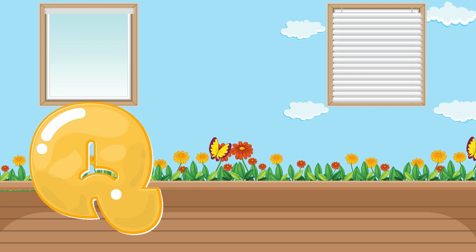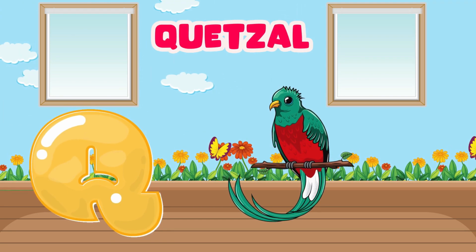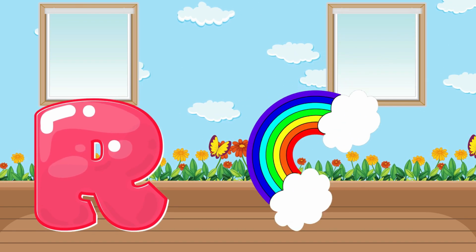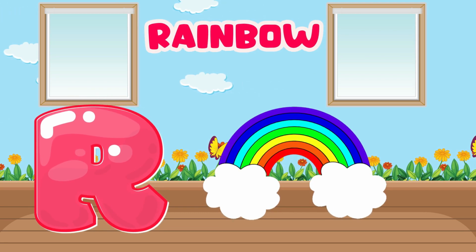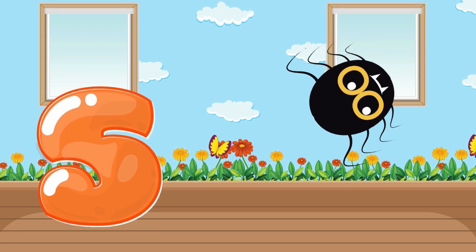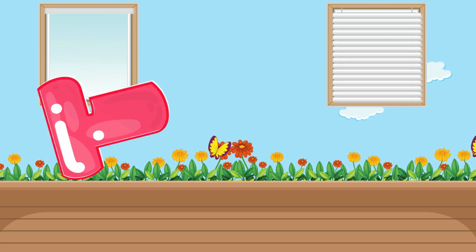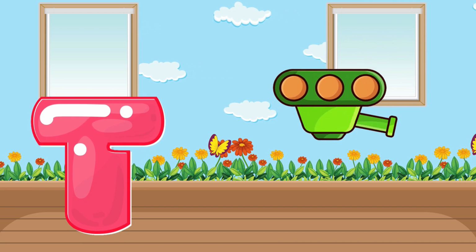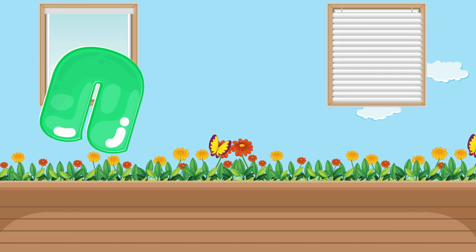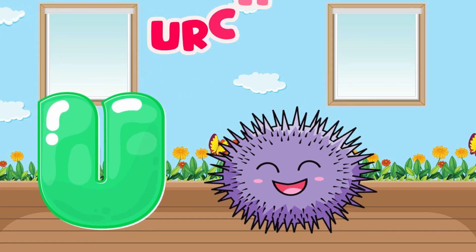Alphabet Q, Q for quizzle. Alphabet R, R for rainbow. Alphabet S, S for spider. Alphabet T, T for tank. Alphabet U, U for urchin.